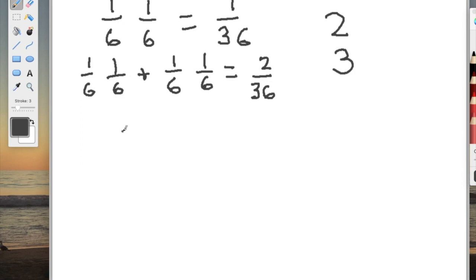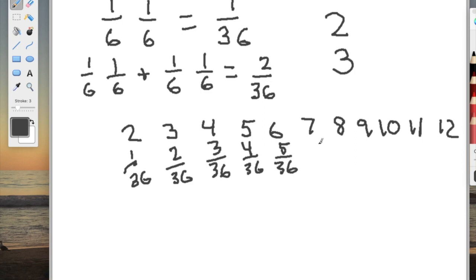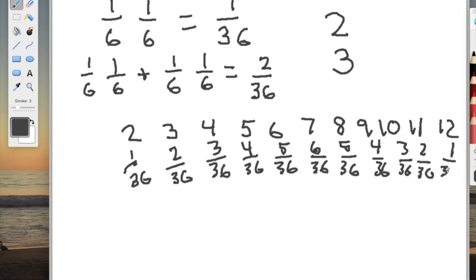If I continue this out with all the numbers for 2 dice, I'll have a 1/36 chance here, 2/36 here, 3/36 here, 4/36, 5/36, 6 out of 36, and then it goes back the other way: 5 out of 36, 4 out of 36, 3 out of 36, 2 out of 36, and 1 out of 36, which would be a double 6.